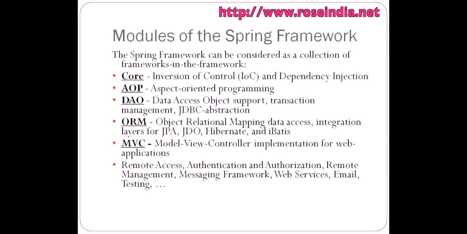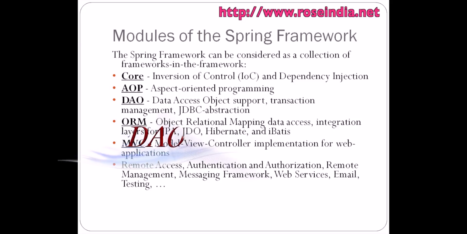Modules of the Spring Framework. Spring Framework is a collection of 20 loosely coupled submodules. You can consider the Spring Framework as a collection of frameworks in the framework. Important modules of Spring Framework are Core. It is for inversion of control and dependency injection. Then AOP. It is an aspect-oriented programming framework.